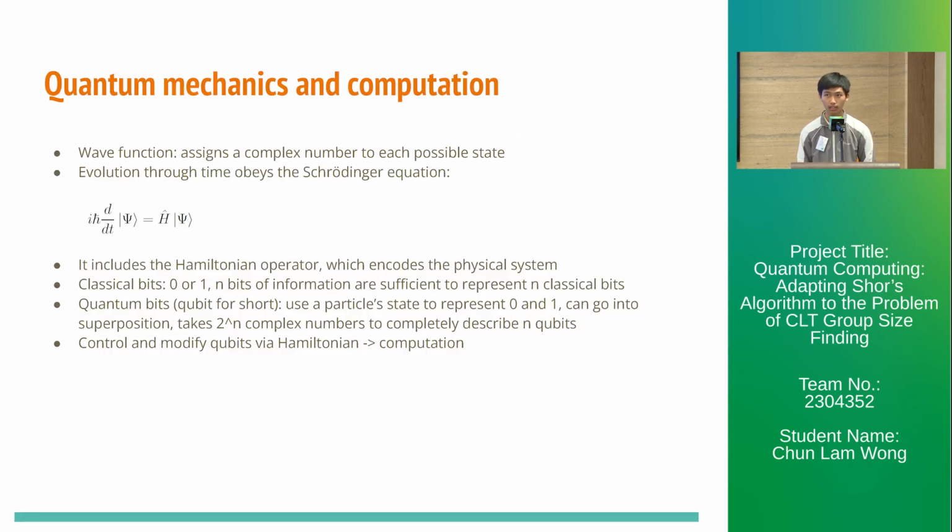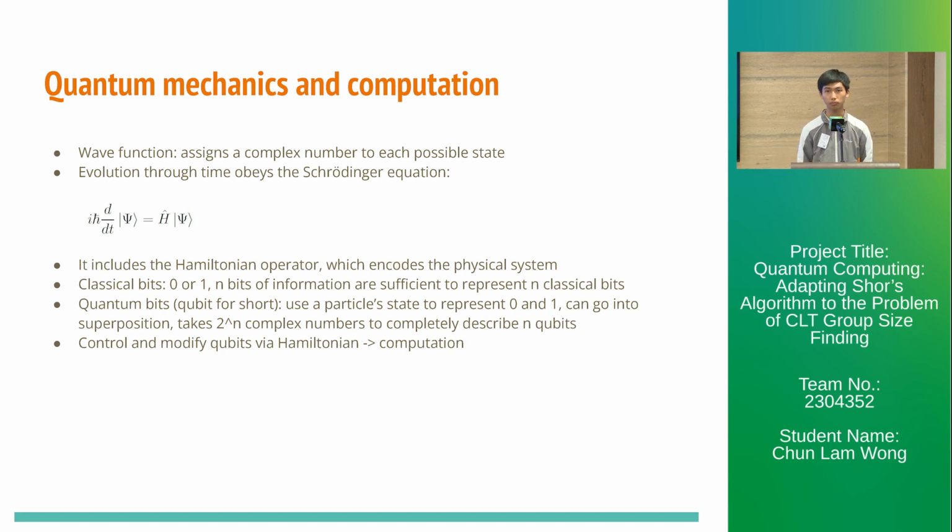In quantum mechanics, we do not have one single specific state for a particle, and instead we assign a wave function to it. A wave function assigns a complex number to each possible state of the particle, and the evolution of the wave function through time obeys the Schrödinger equation as shown here.